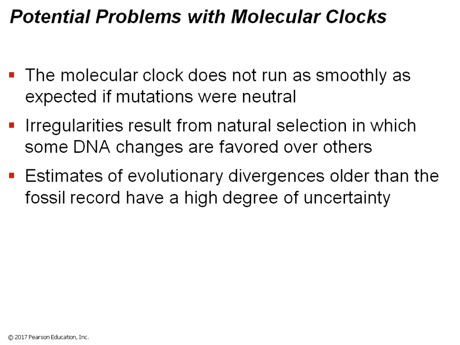So there are issues with molecular clocks. They do not necessarily run as smoothly as expected if all mutations are considered to be neutral. Natural selection, like I said, is going to favor some DNA changes because of fitness levels. And even looking at the fossil record can cause issues as well. Okay, so molecular clocks are out there. They're being used to help build these evolutionary trees, but they're not necessarily 100% accurate.